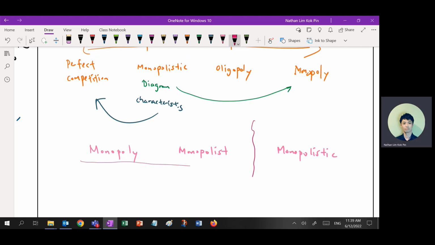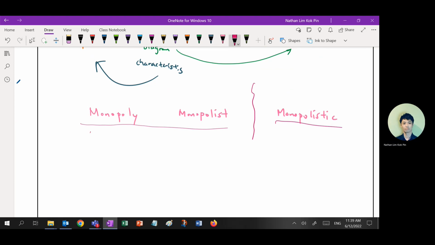These 2 are together. This one is another market structure. Monopoly is Microsoft. Monopolist is the owner of Microsoft. The owner of Microsoft is Bill Gates. They refer to the same thing. One refers to the person that owns the company, one refers to the company. You won't mix them up. Monopolistic has entirely different diagrams and different characteristics.